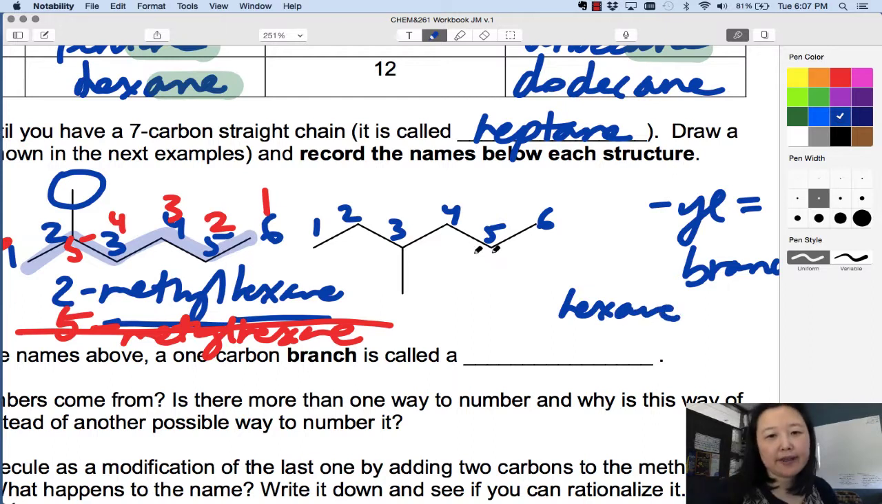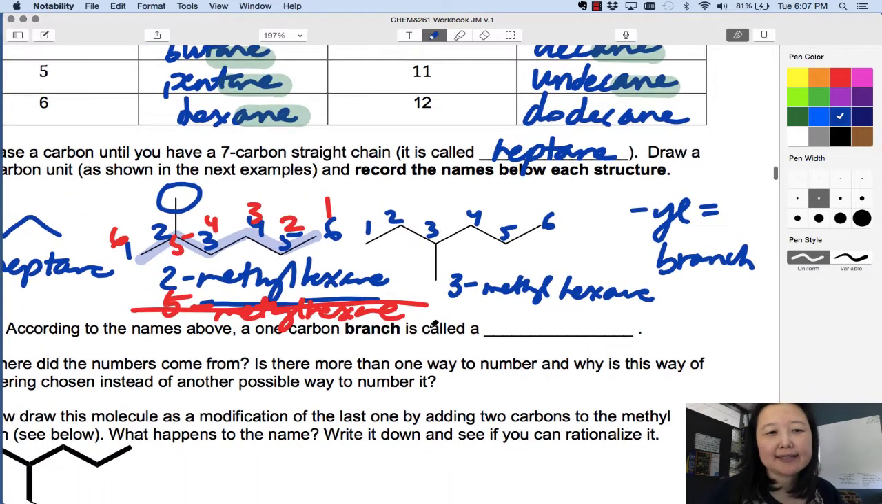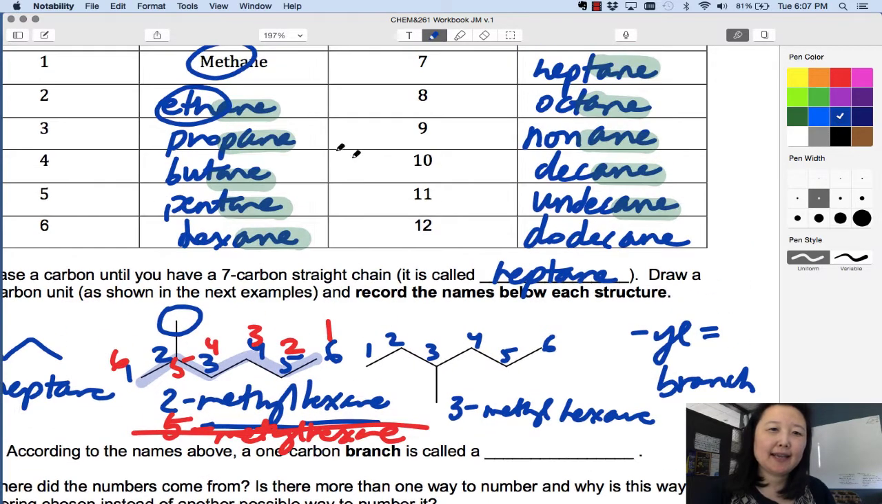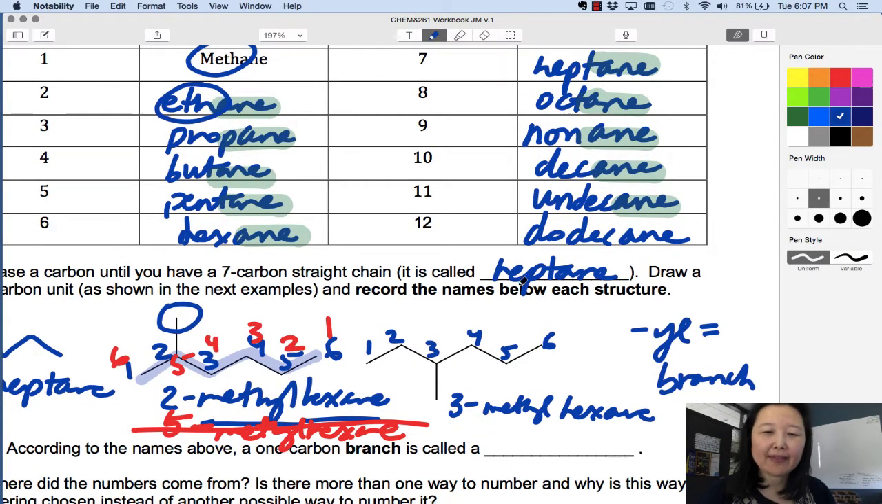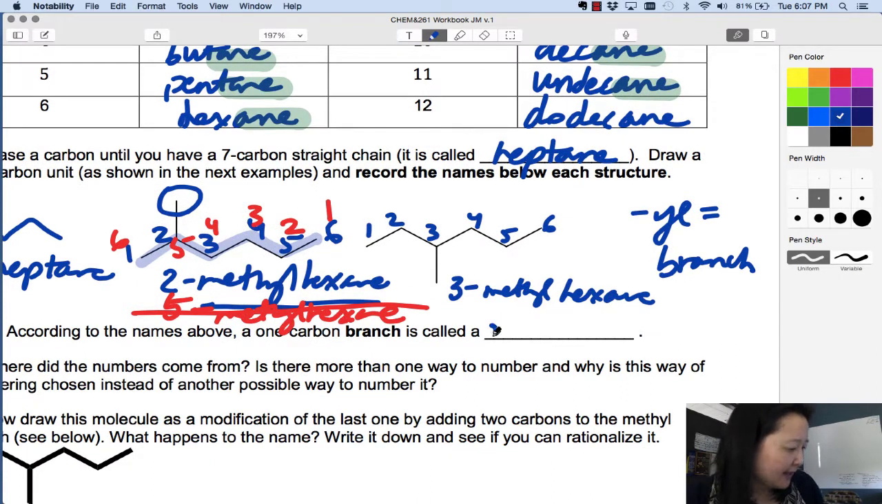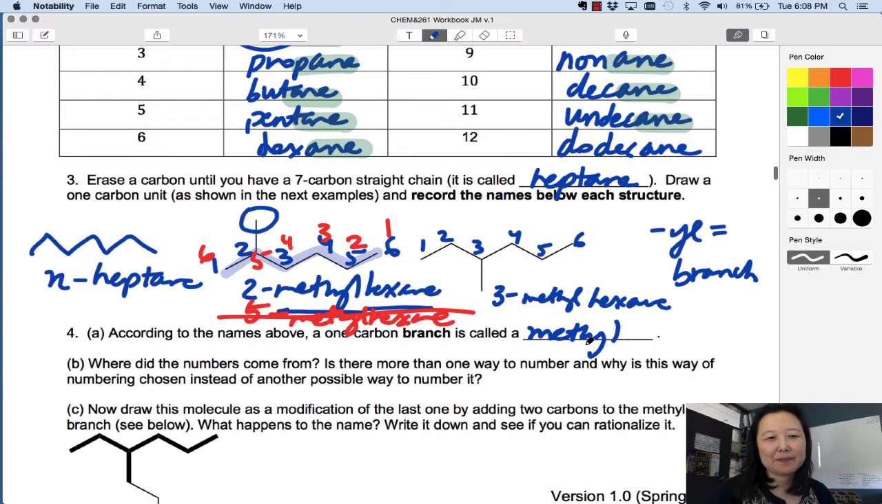I want to draw that there's a methyl group that's a branch, and it occurs at carbon 3. I'm using a dash between numbers and letters. So, 3-methylhexane. A 1-carbon branch has a prefix of meth, and then we add YL: methyl. If you've heard of methamphetamine, it's got a methyl group on that molecule.